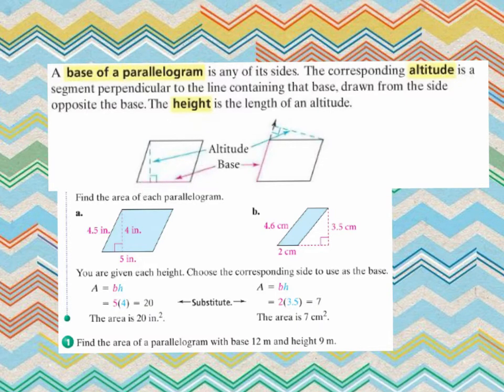Now, the base of a parallelogram is any of its sides. So any of the sides can be the base of the parallelogram. You just want to go ahead and make sure that you have labeled what the base is. The corresponding altitude, so it has to be the corresponding altitude, is a segment perpendicular to the line containing that base. So once you have chosen your base, then you can create your altitude. So if you choose this as your base, then your altitude is going to be perpendicular. That means it creates a 90-degree angle with the base.